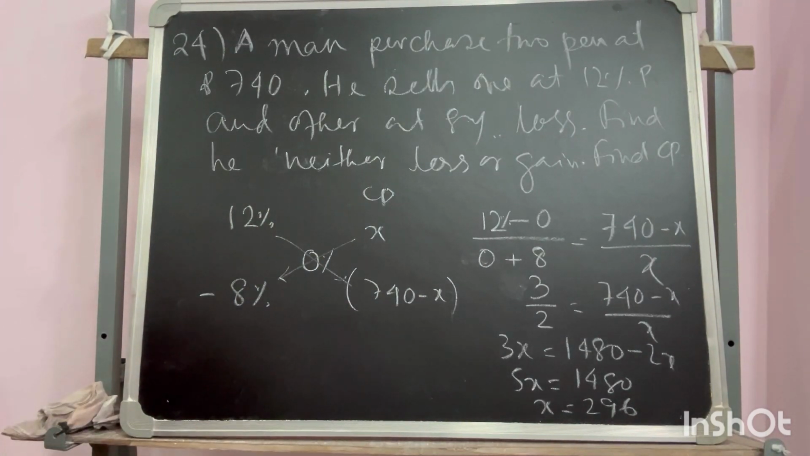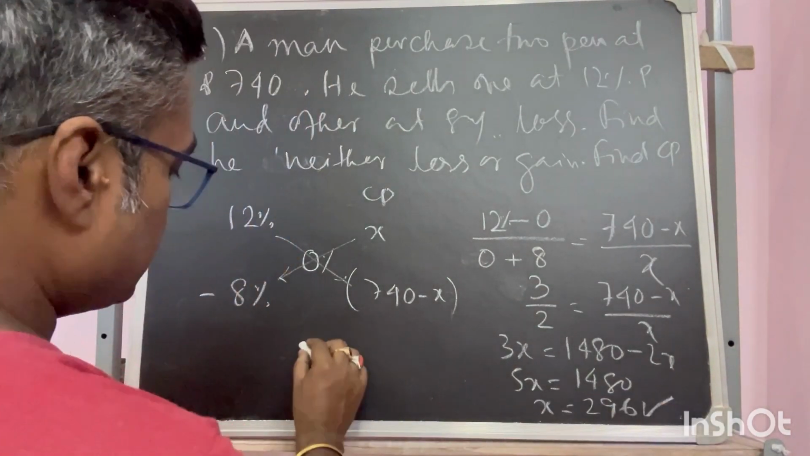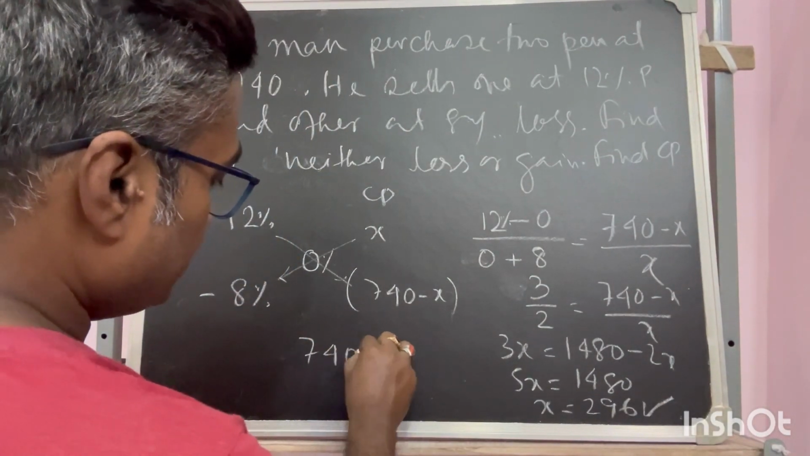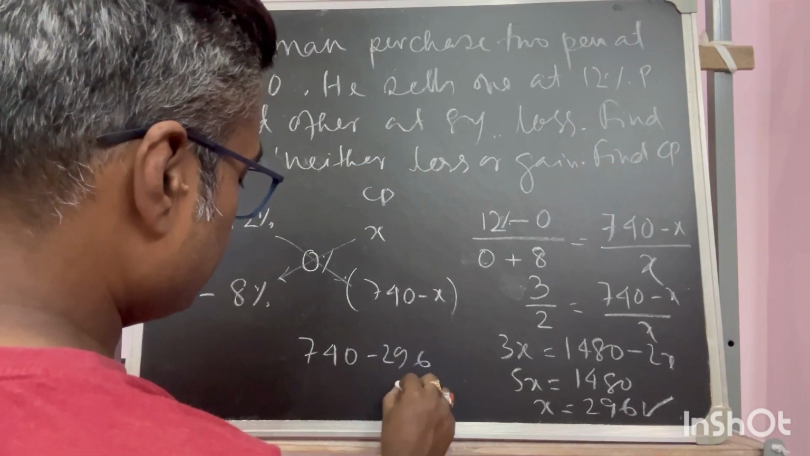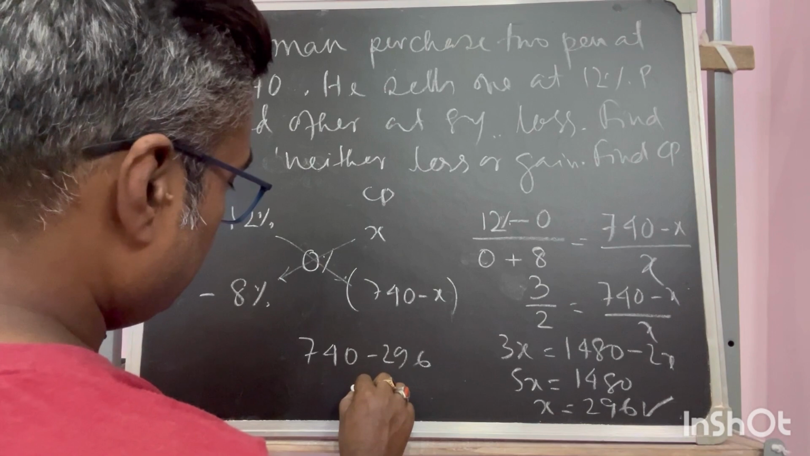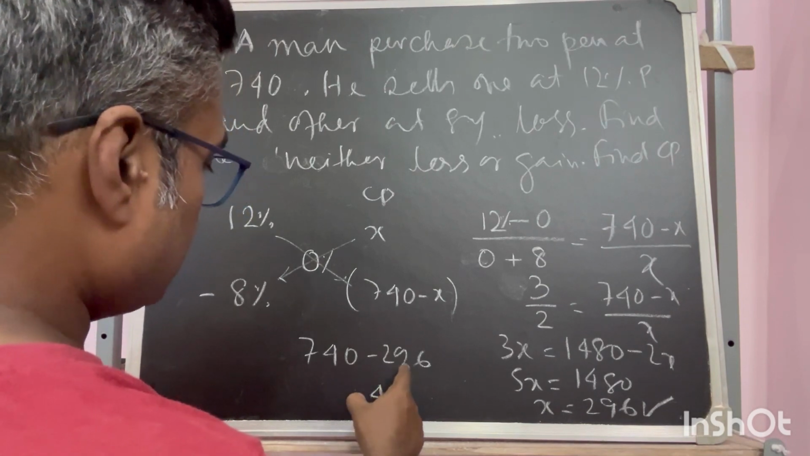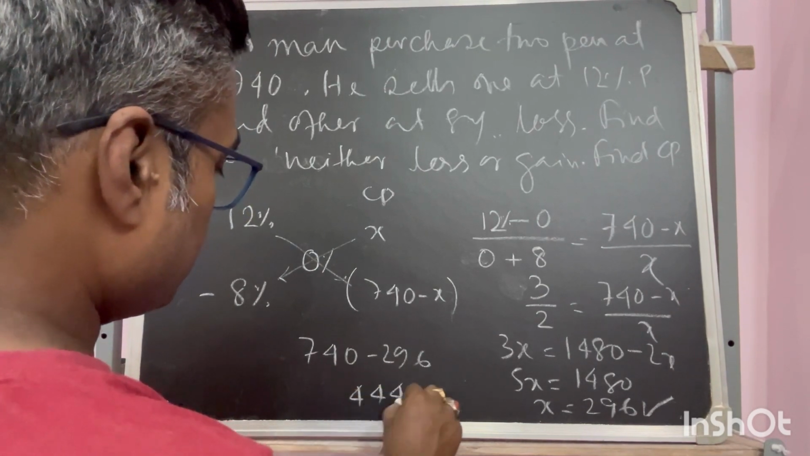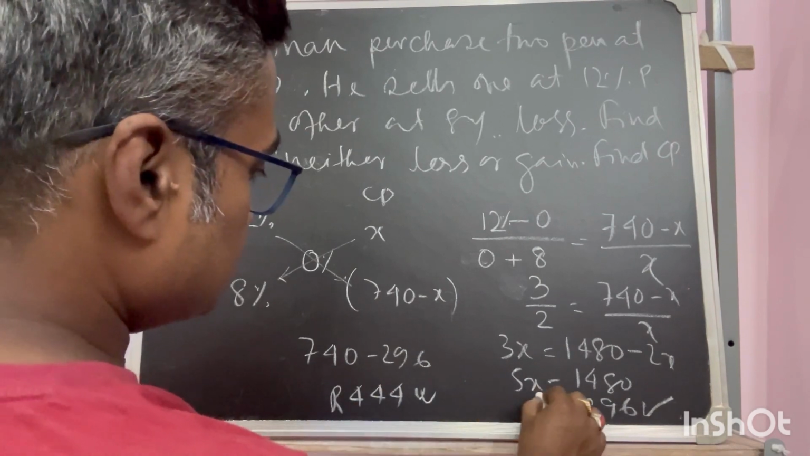So the cost will be 296, and the other one will be 740 minus 296, that means 444. So this will be the other one. So this is the method.